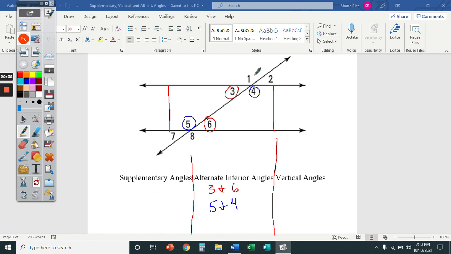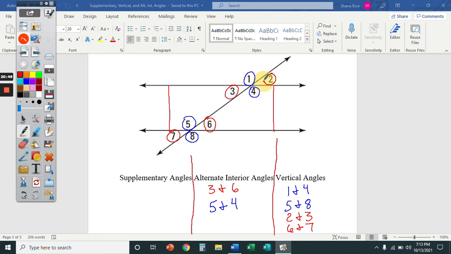Now, vertical angles we've already identified. Let's do this. So 1 and 4, and 5 and 8, and then 2 and 3, and 6 and 7. And this list is complete. There's only 4 sets. That's it. Okay. And hopefully you see something taking shape here.